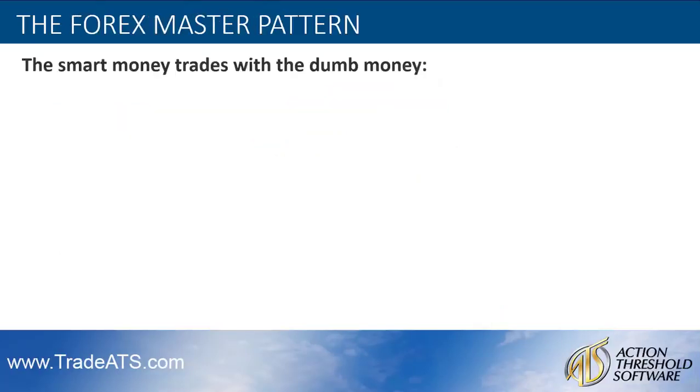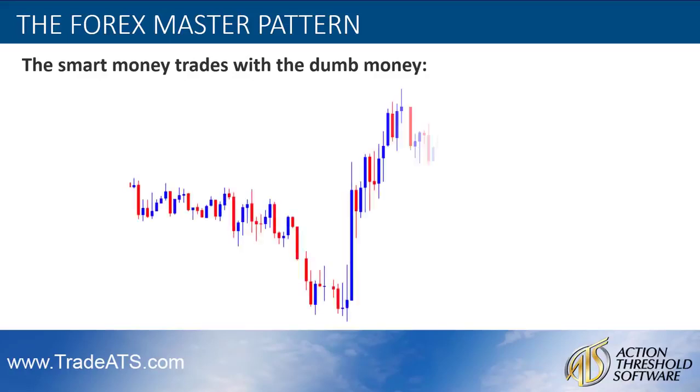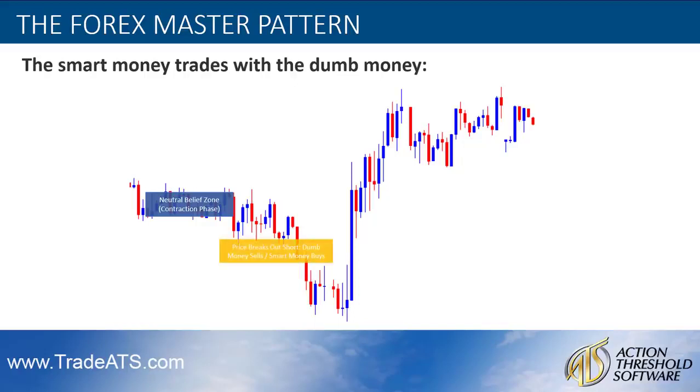So just to further illustrate how this all plays out, let's take a look at this screenshot here. So where's our contraction phase? Right here. We've got our neutral belief zone, okay? Retail traders are going to see this, especially if they're only trading off of one chart like a lot of people are taught to. They're going to start to be apathetic. They're not going to really have any beliefs of the market going up or going down. It's just going sideways.